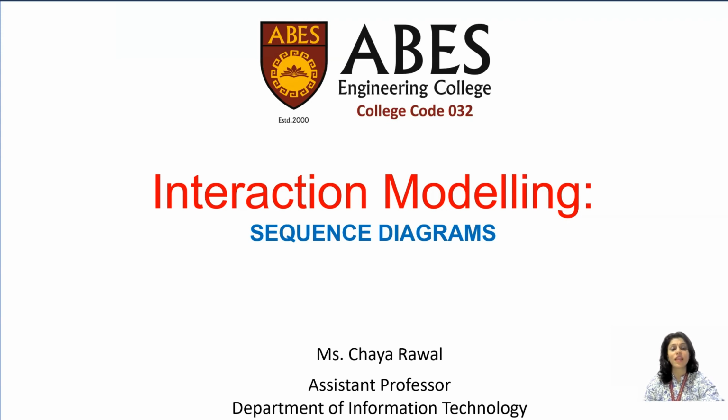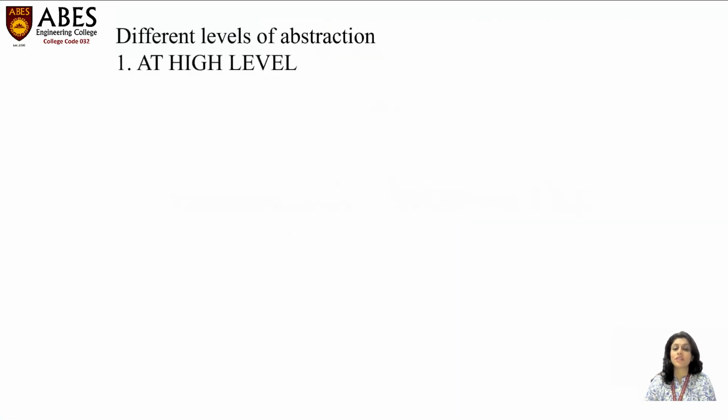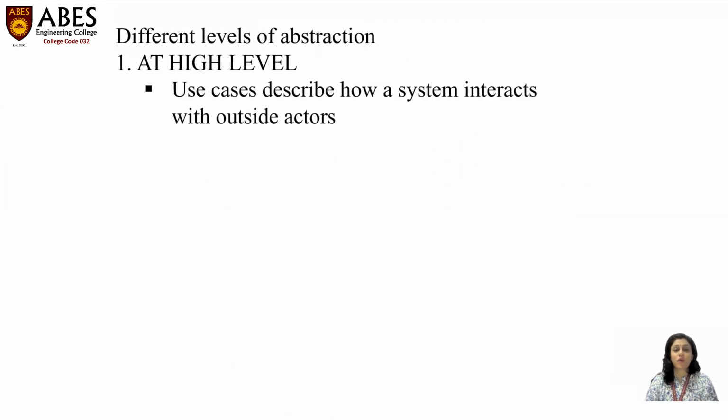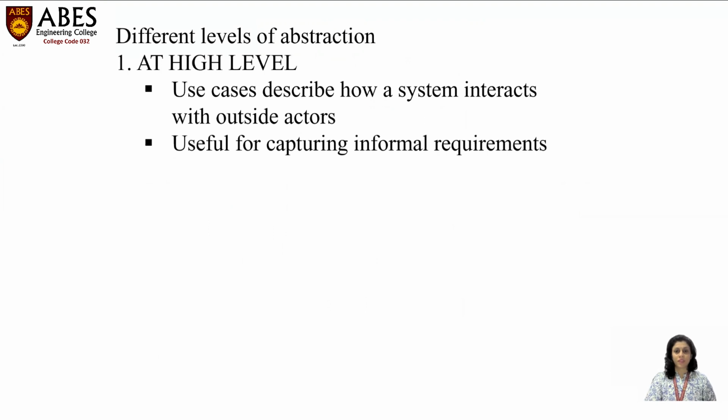I'll talk about different levels of abstraction in interaction modeling first. There are different levels of abstraction. At the highest level come the use case diagrams. We studied the use case diagram in my previous lecture, and this provides the highest level of interaction. Why? Because it describes how a system interacts with outside actors, and it is useful for capturing informal requirements.